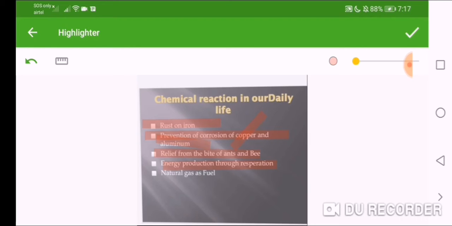Another chemical reaction in our daily life is natural gas as fuel. We use this natural gas to produce heat, and we use this heat to cook our food. These reactions we see in our daily life.